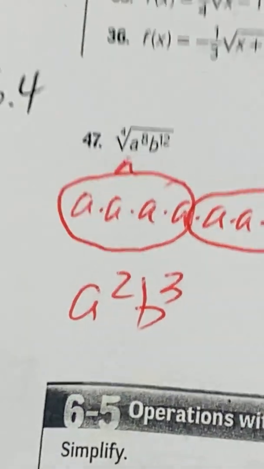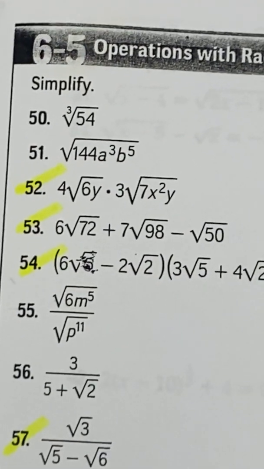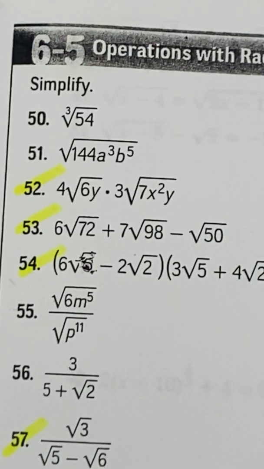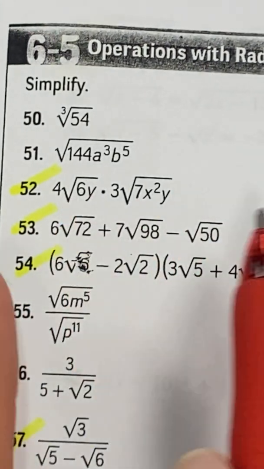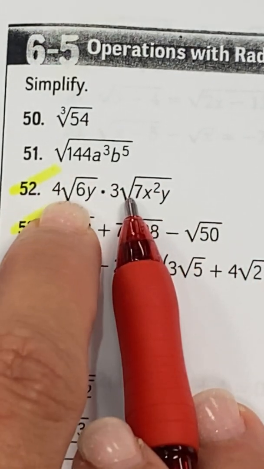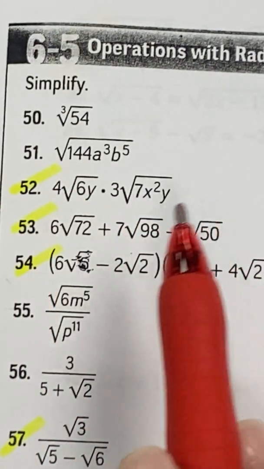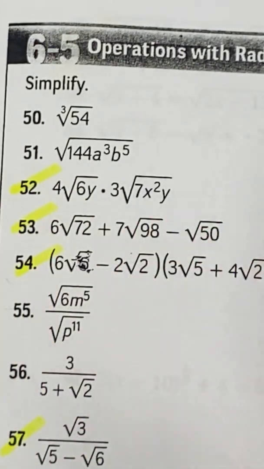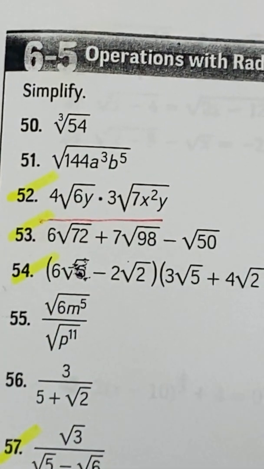All right, moving on. The next was adding, subtracting, multiplying, and dividing radicals. Let's look at number 52. Okay, this is a multiplication question, and because these are like roots, I can multiply them together and then simplify it. To me, I think that's easier. So let's find the product of this first and then multiply it together.